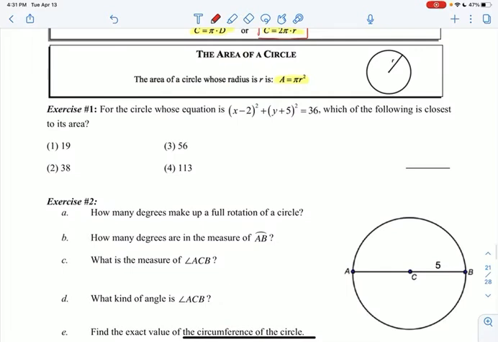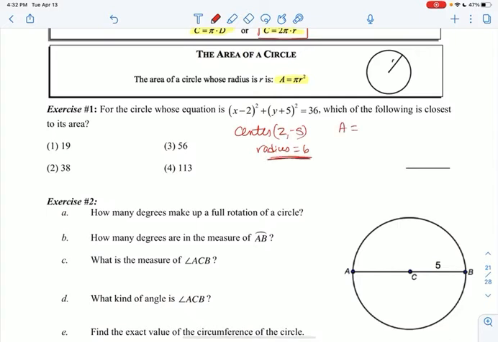For a circle whose equation is (x minus 2) squared plus (y plus 5) squared equals 36, which of the following is closest to its area? You know this is the standard form for the equation of a circle. The center is the numbers next to the x and the y, so the center is (2, negative 5). And the number on the right is the radius squared, so the radius is the square root of 36, which is 6. For this particular problem, I didn't need to know the center. I really just needed to know the radius.